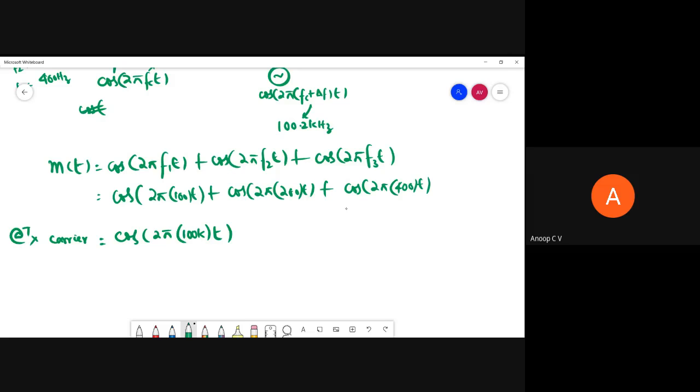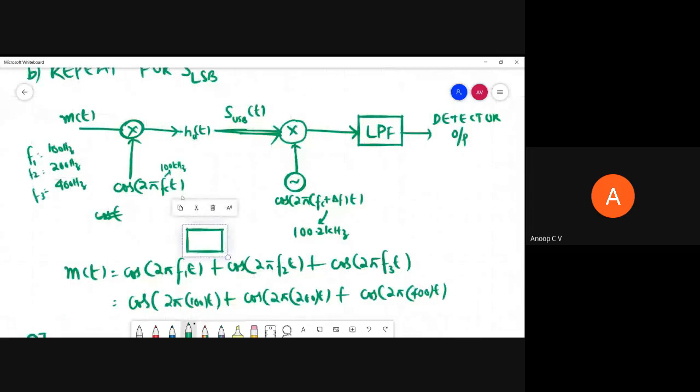Now, what will be S USB of t? Yesterday we found the expression for S USB of t. Anyone remember that? Just at the beginning of the session, it was being displayed on this screen. I told you, if it is LSB, that is plus, and USB if it is minus. I'll just show it once again.